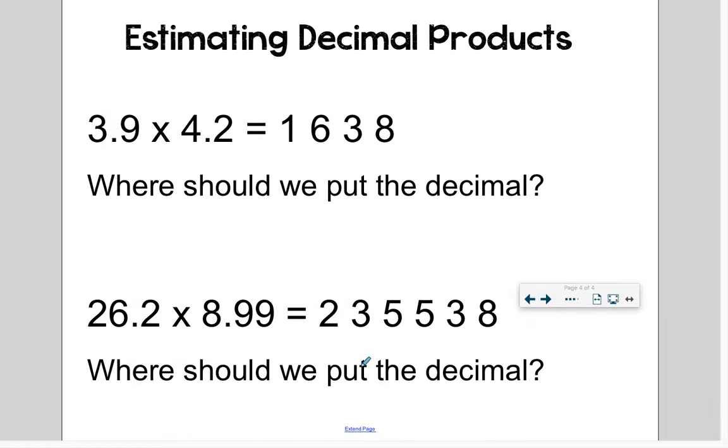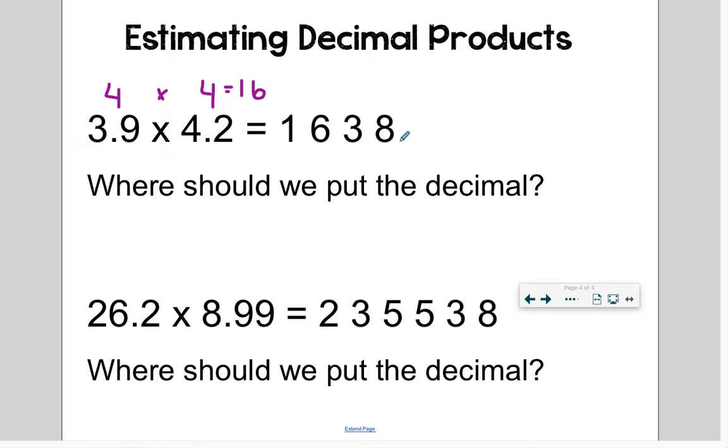So for these final two problems, we need to figure out where we should put the decimal. There's a couple of ways we can do this. In our first example, 3 and 9/10 times 4 and 2/10, I'm going to round each number to the highest place value. So 3 and 9/10 is close to 4. 4 and 2/10 is close to 4. And I know that 4 times 4 is 16. Here are the digits that you would get if you were to do the actual multiplication. 1, 6, 3, 8. Where should the decimal go in order to make this number close to 16?